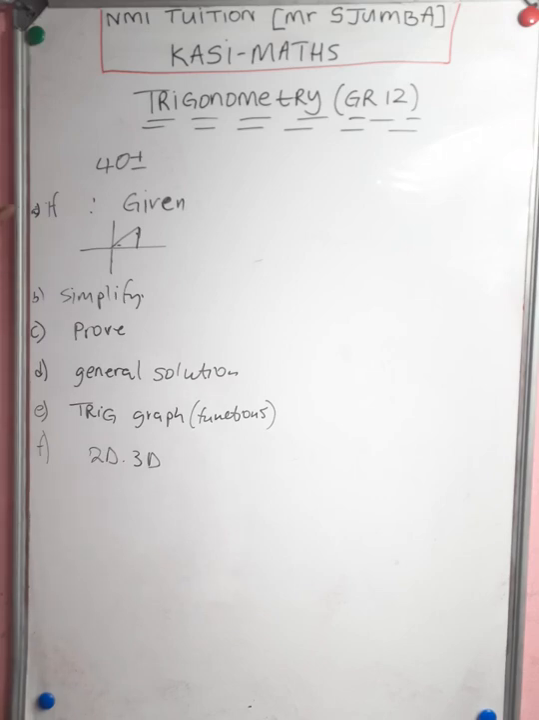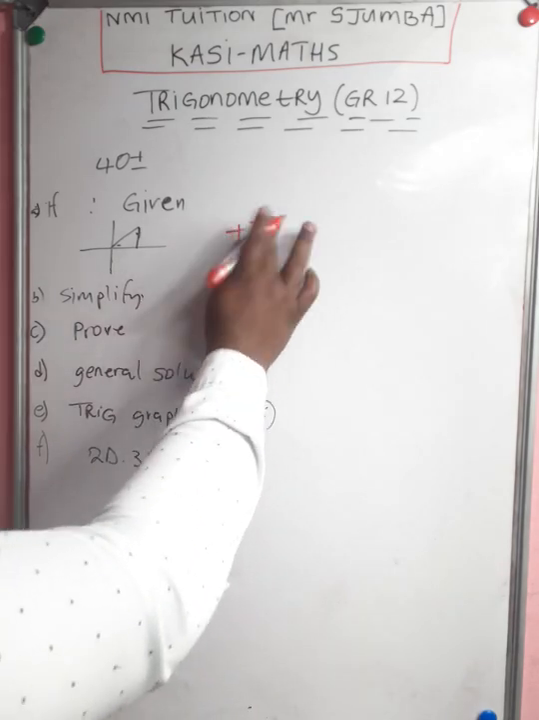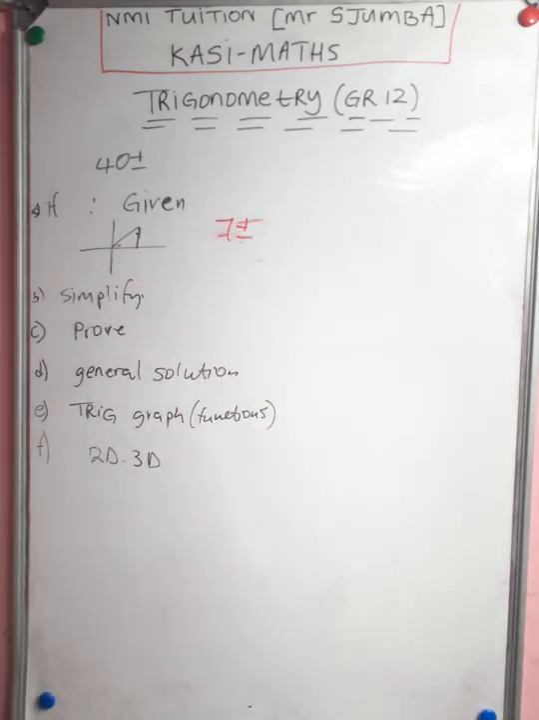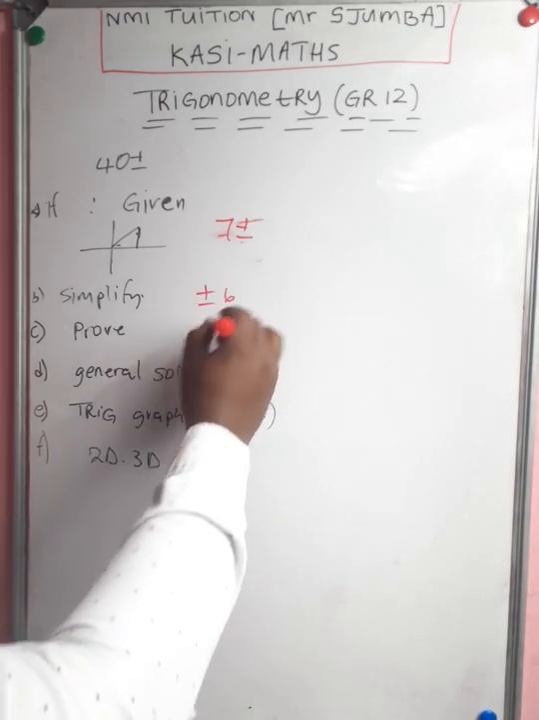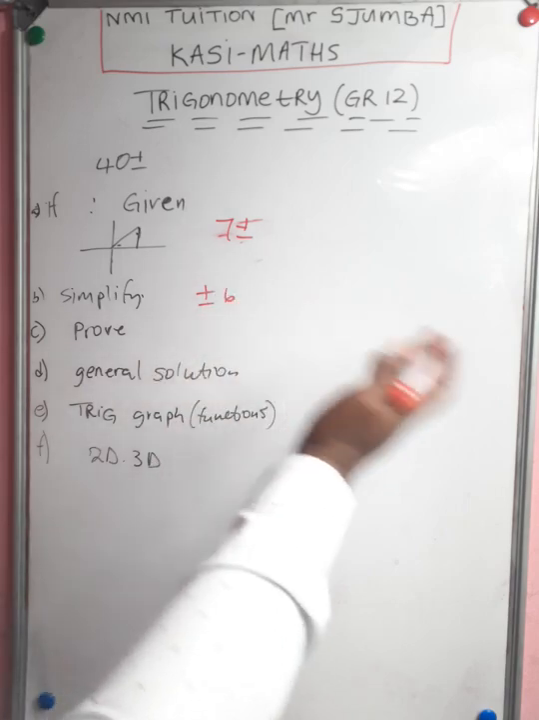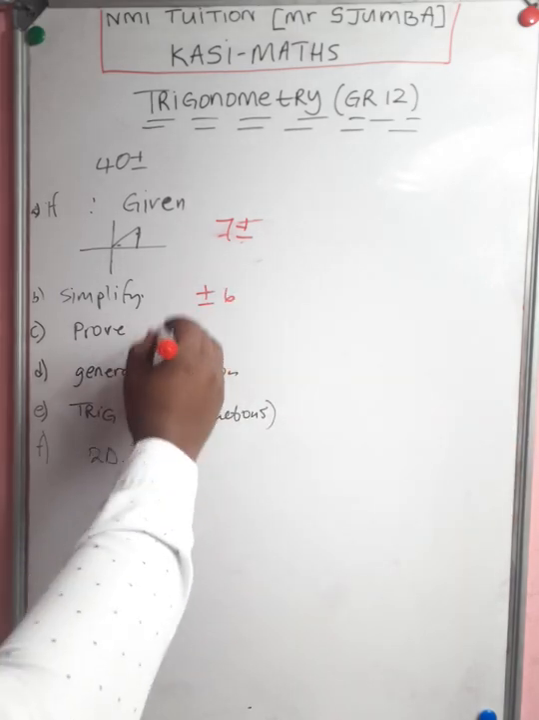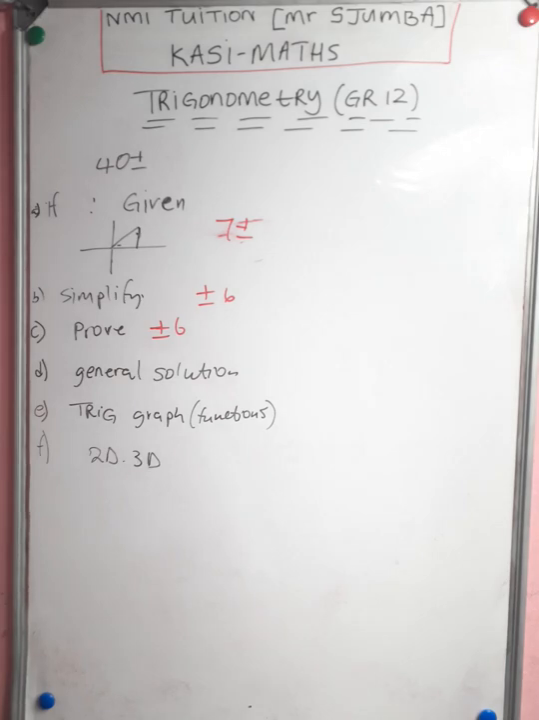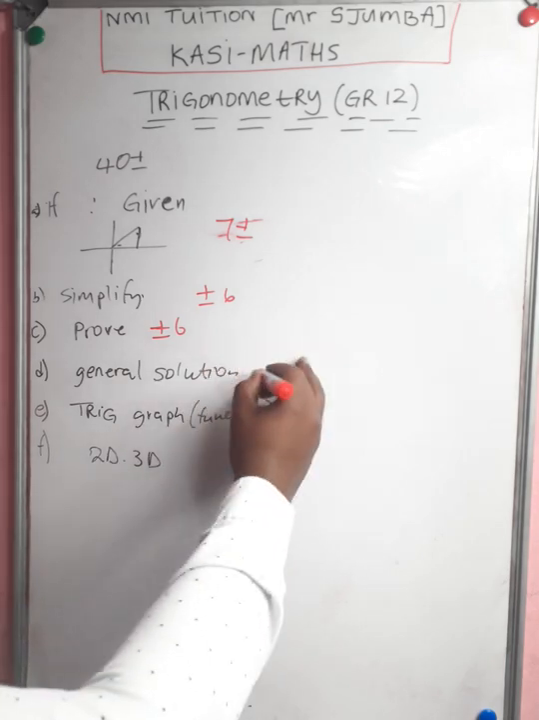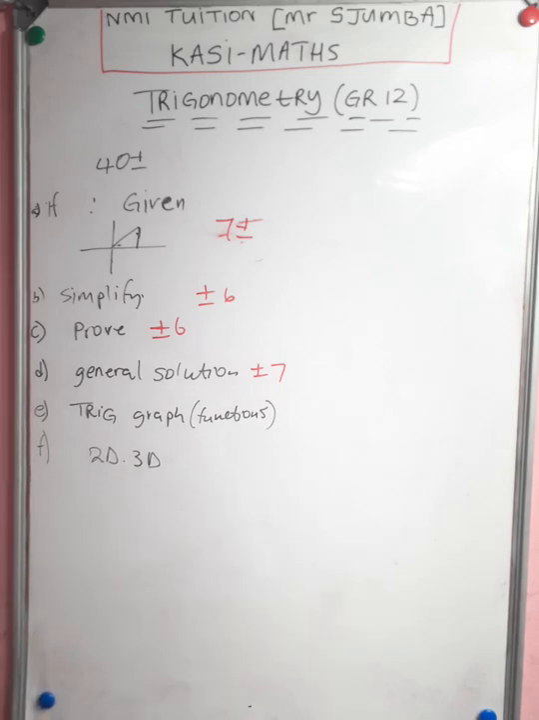So the exam paper is divided into these topics, and the marks are distributed differently. The first one is usually plus or minus 7 marks. Simplify is plus or minus 6 marks, can be 5 marks, can be 7. Prove is plus or minus 6 marks. Then the general solution is plus or minus 7 marks.